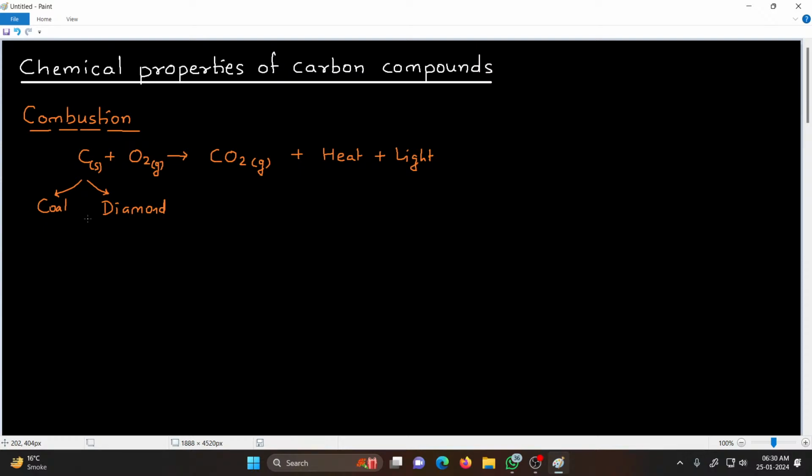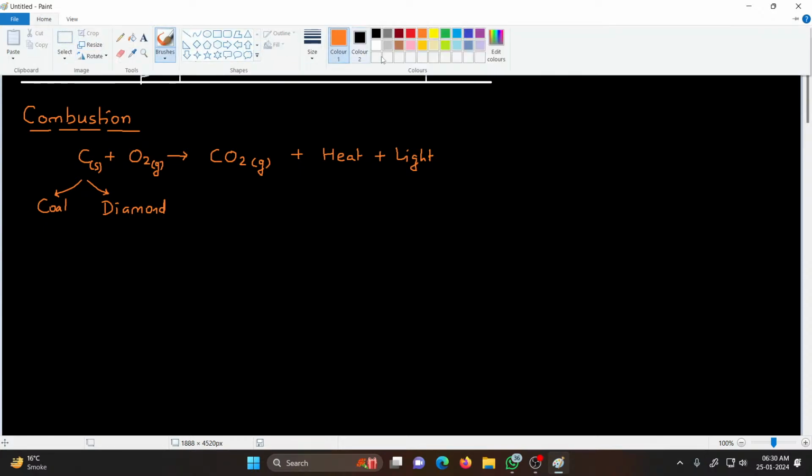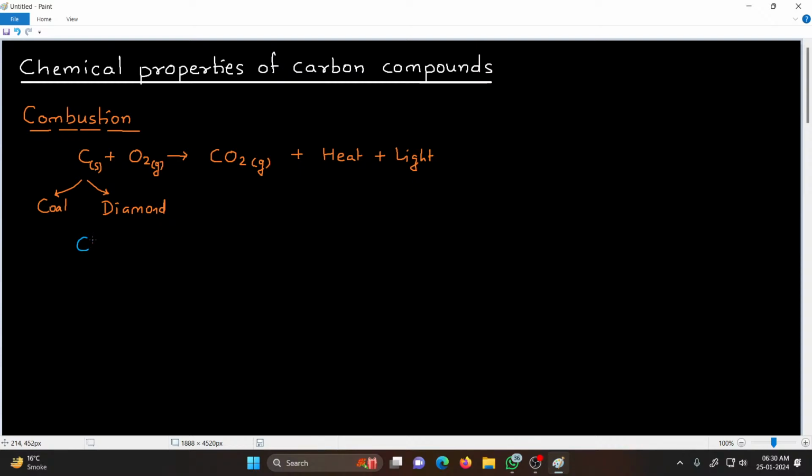So this is the first combustion reaction. If we have a hydrocarbon instead of the carbon, for example, natural gas, which is present in CNG, and it is methane, CH4. When it burns in air, that means it reacts with oxygen in air, it produces two products. One is carbon dioxide gas along with water vapor, H2O, again gas, along with heat and light.